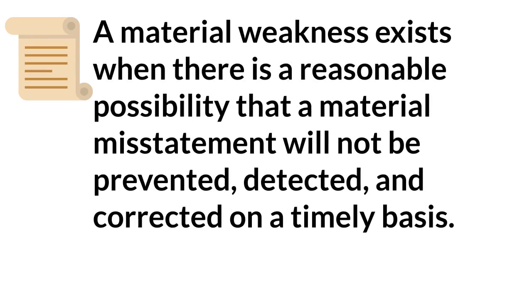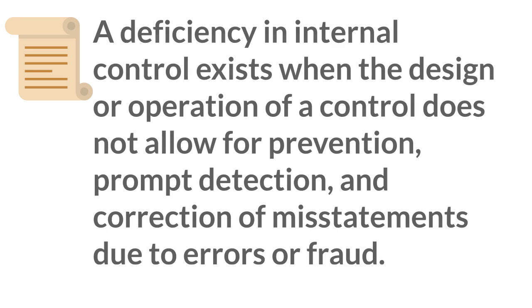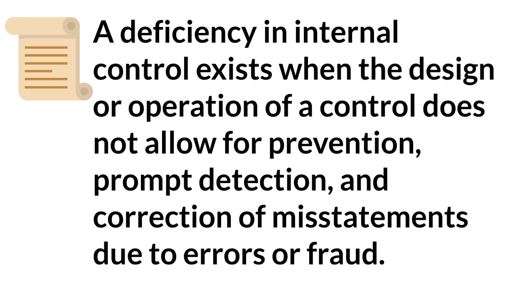A material weakness exists when there is a reasonable possibility that a material misstatement will not be prevented, detected, and corrected on a timely basis. A material misstatement is omitted, incomplete, or untrue information in a financial statement or related notes that could affect the financial decisions of one who relies on it. A deficiency in internal control exists when the design or operation of a control does not allow for prevention, prompt detection, and correction of misstatements due to errors or fraud.